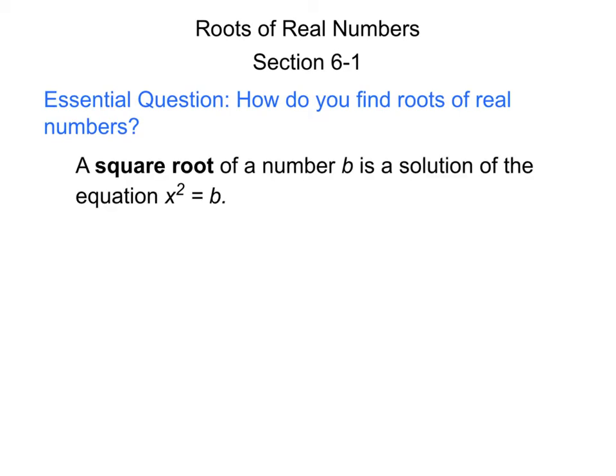So let's start off by talking about square roots. A square root of a number b is a solution of the equation x squared equals b. So the first thing we're going to learn is that every positive number b has two square roots. Okay? So we could have simply the square root of b, or we could have minus the square root of b.